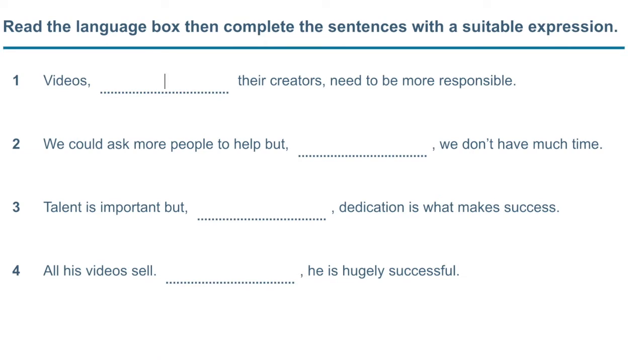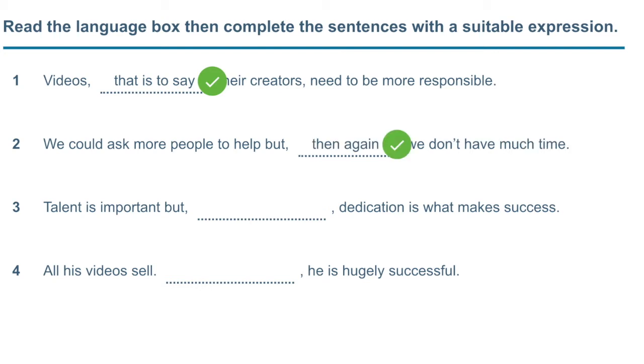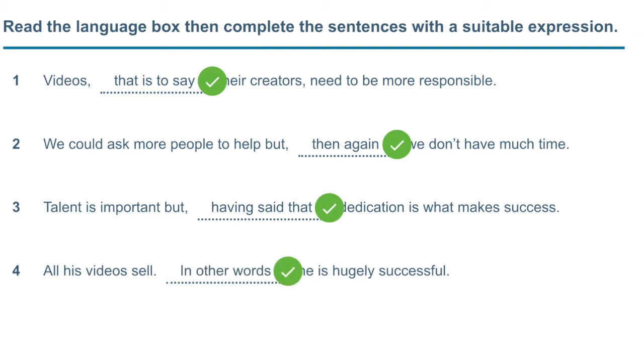All right, let's see. So, number 1, videos, that is to say, their creators, need to be more responsible. 2. We could ask more people to help, but then again, we don't have much time. 3. Talent is important, but having said that, dedication is what makes success. And finally, number 4, all his videos sell. In other words, he's hugely successful.